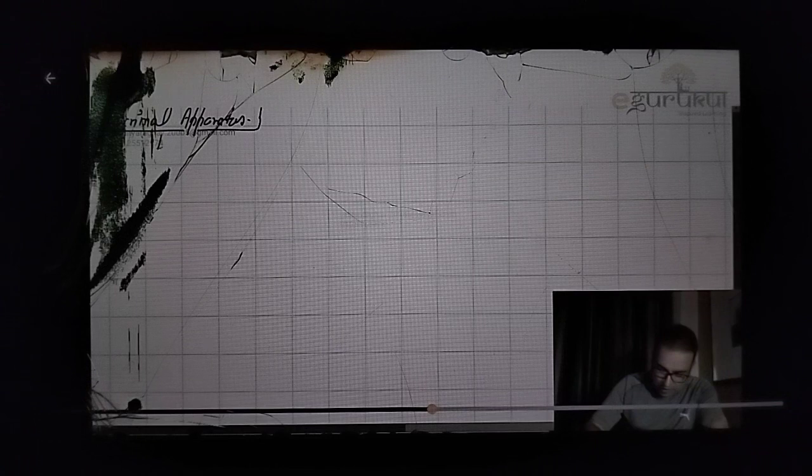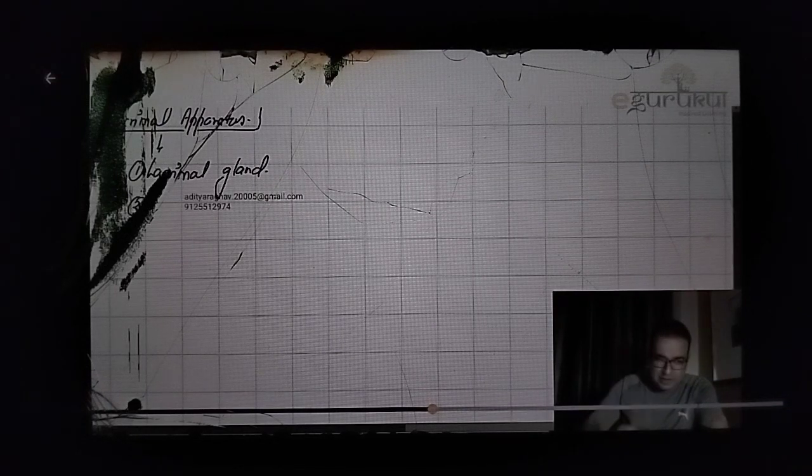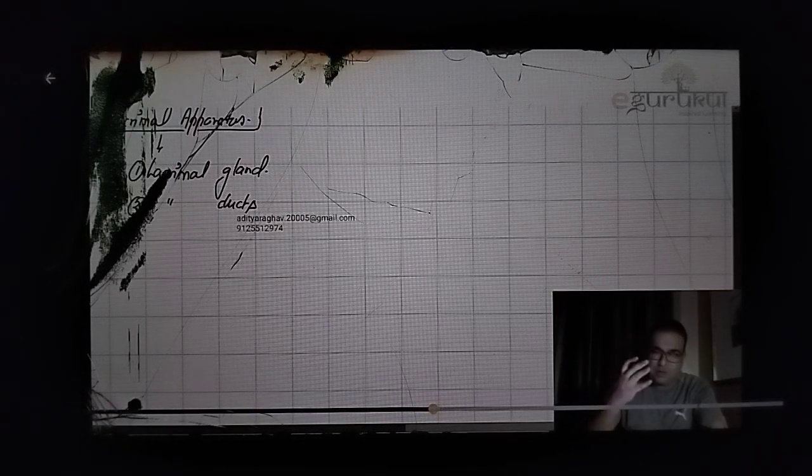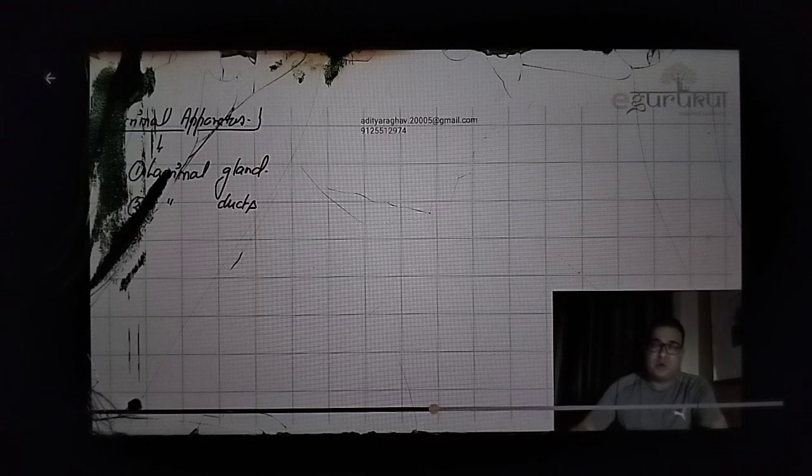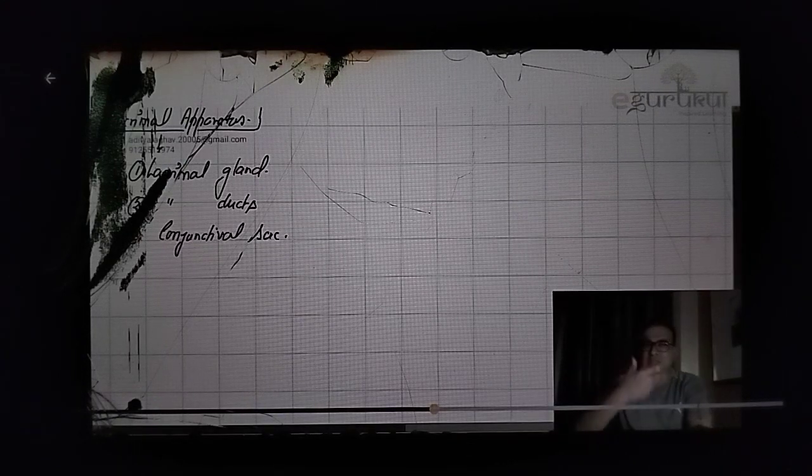But when you say lacrimal apparatus, what does it include? The lacrimal gland. Lacrimal glands obviously have ducts, so these are lacrimal ducts. These lacrimal ducts pour the lacrimal fluid of the tear into the sac, which is called the conjunctival sac. I hope you know what a conjunctival sac is. You know the conjunctiva is the outer covering, guys.